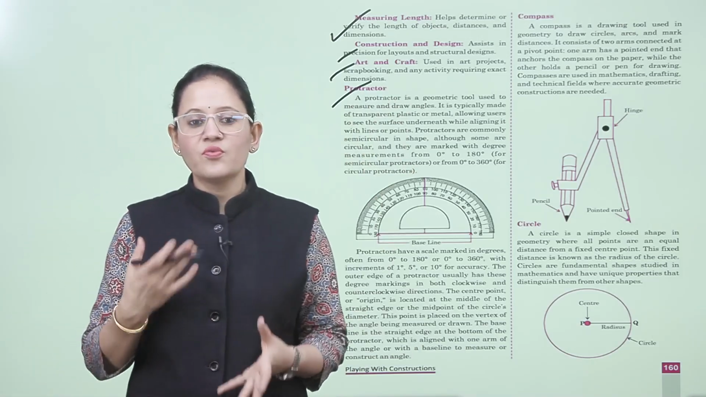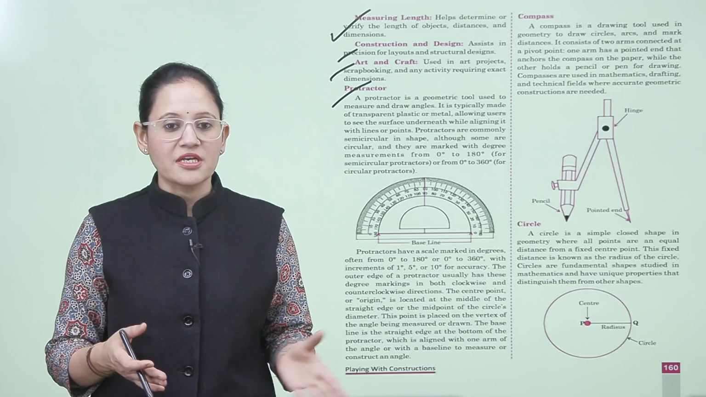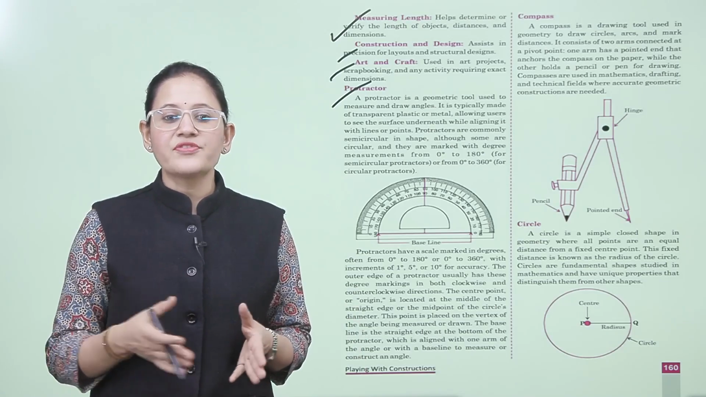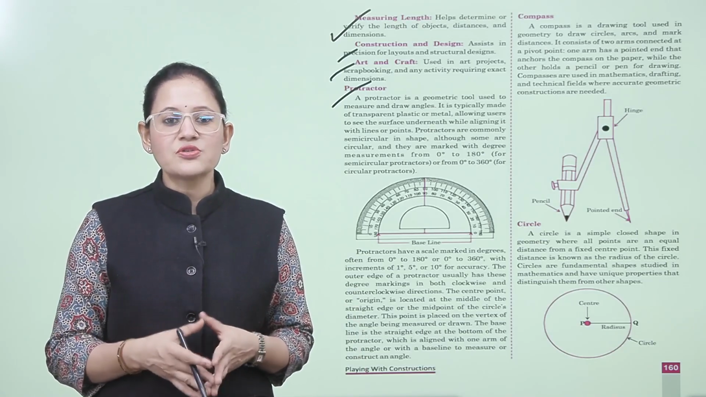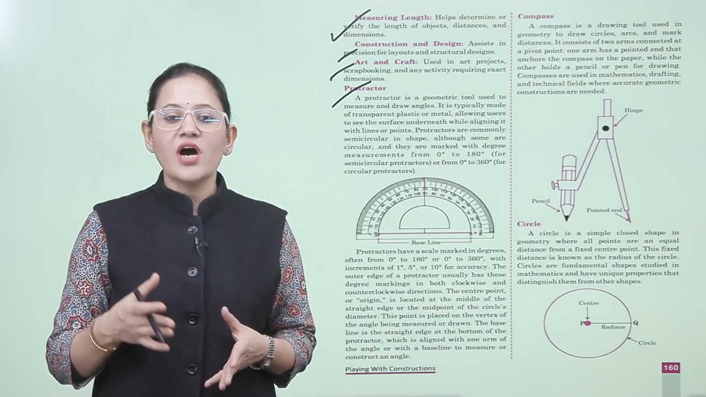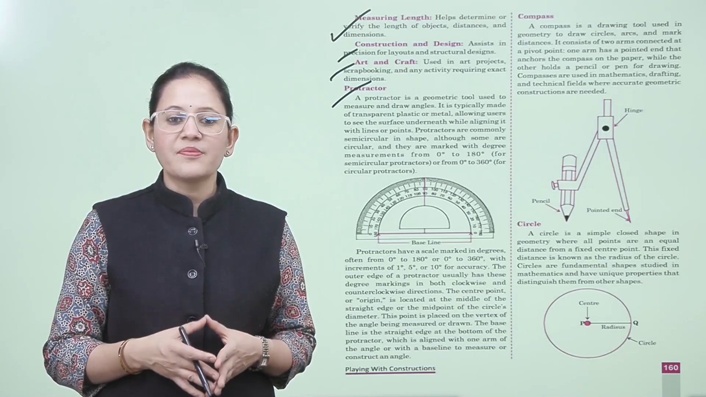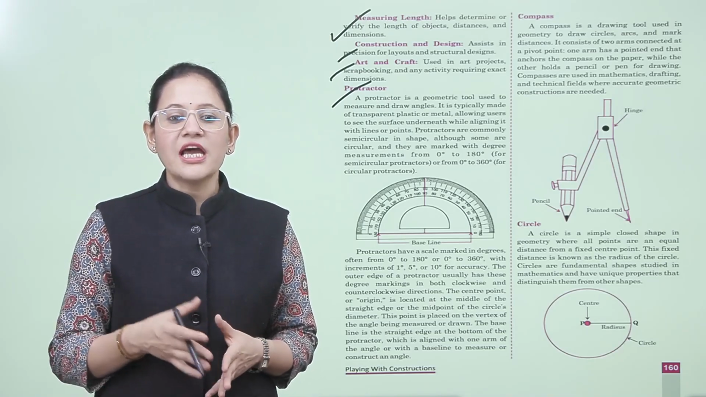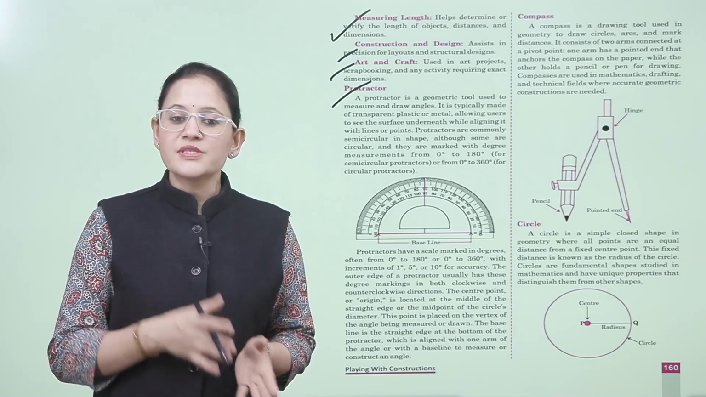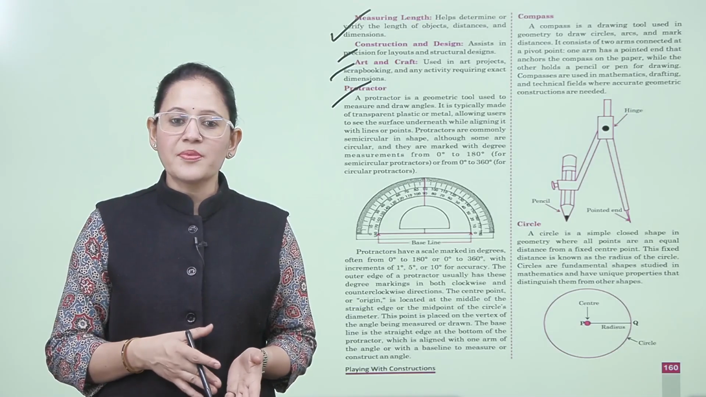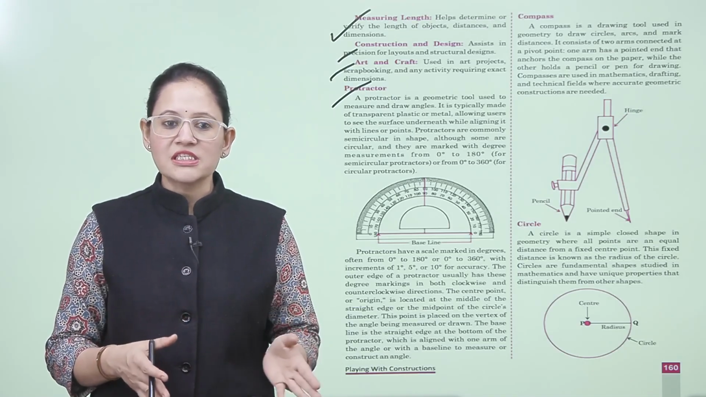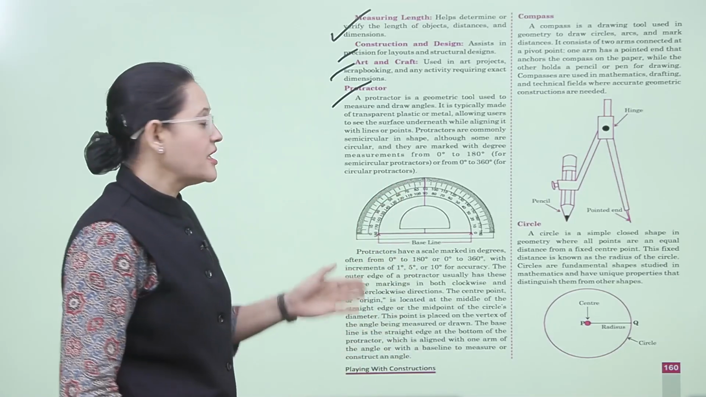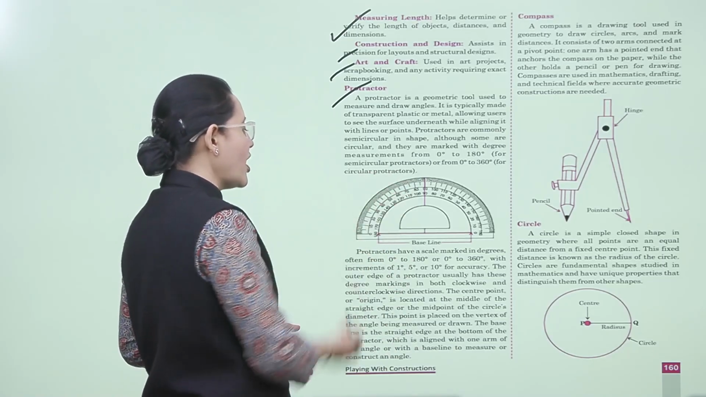Next is the protractor. Another instrument that we find in a geometry box is the protractor. A protractor is a geometrical tool used to measure or draw angles. It is typically made of transparent plastic or metal, allowing the user to see the surface underneath while aligning it with the lines and points. Protractors are commonly semicircular in shape, although some are circular, and they are marked with degree measurements from 0 to 180 degrees for a semicircular protractor, or from 0 to 360 degrees for a circular protractor. So you can see this kind of instrument in your geometry box, mainly used to construct or draw angles.